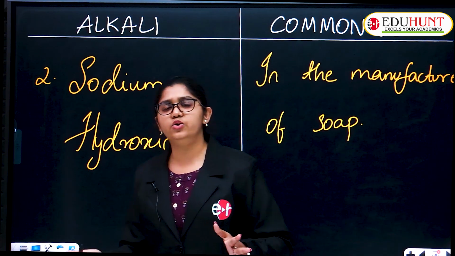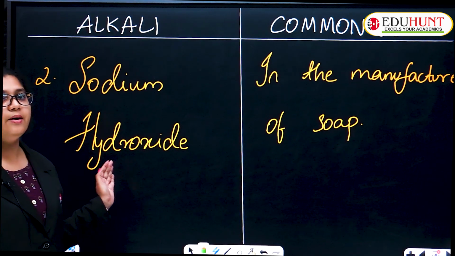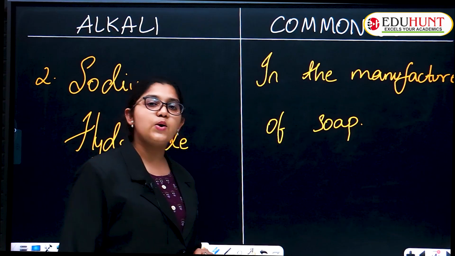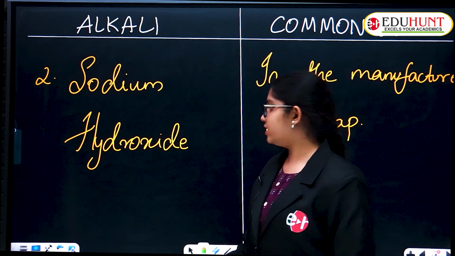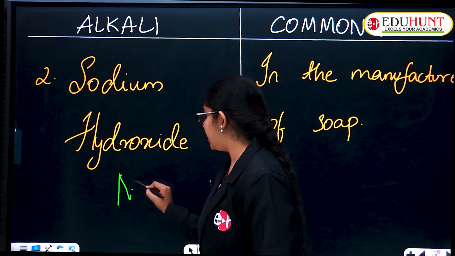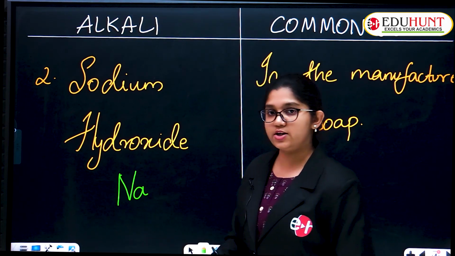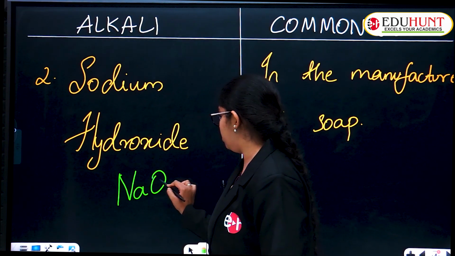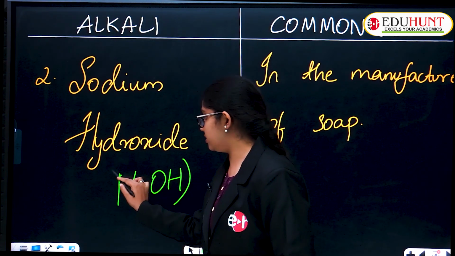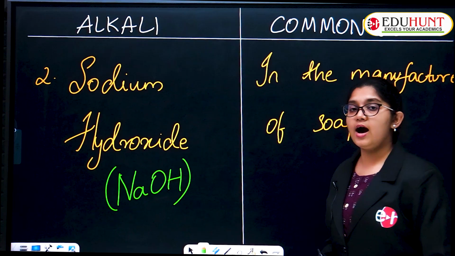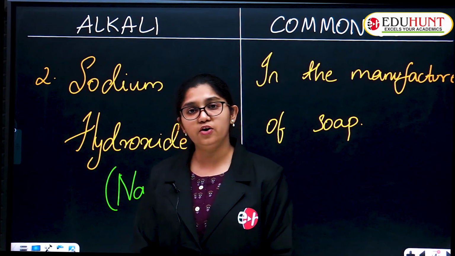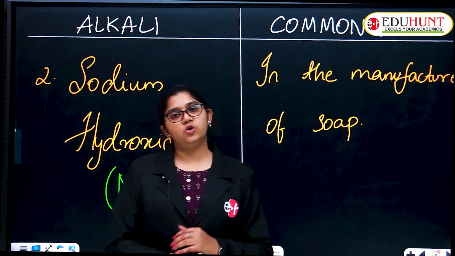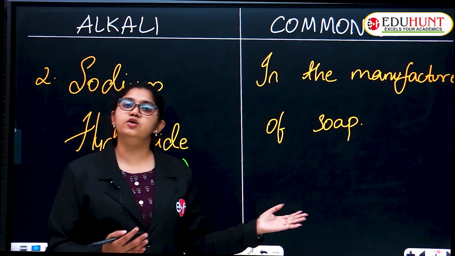So now let's move on to the second alkali. You already know about that. That is sodium hydroxide. What is the formula for sodium hydroxide? Sodium symbol? Capital N, small a, then hydroxide. Very good. NaOH. This is the chemical formula for sodium hydroxide. And do you know what sodium hydroxide is mainly used for? The common use for sodium hydroxide is in the manufacturing of soap.